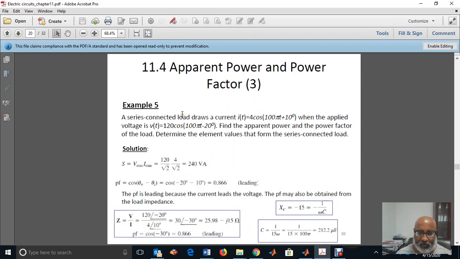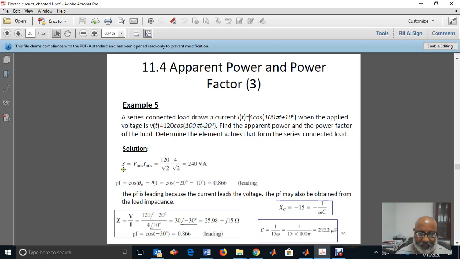Okay, so let's have here an example. A series connected load to the voltage draws a current of i(t) equals cosine of this, and the voltage is given by this. Find the apparent power and the power factor of the load. Determine the type of electrical element that forms the load. Okay, very easy because the voltage is given, the current is given.